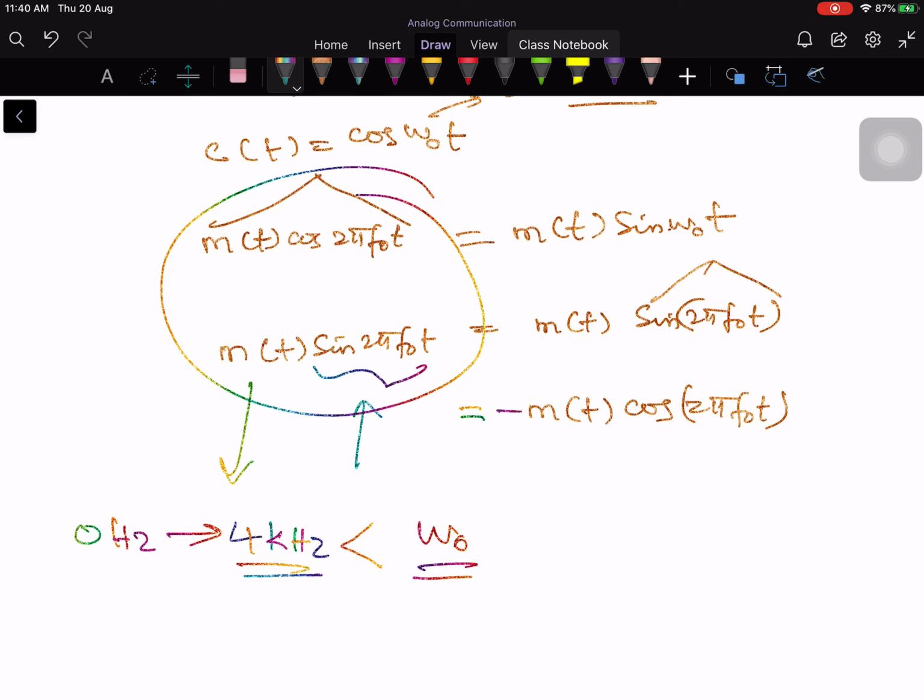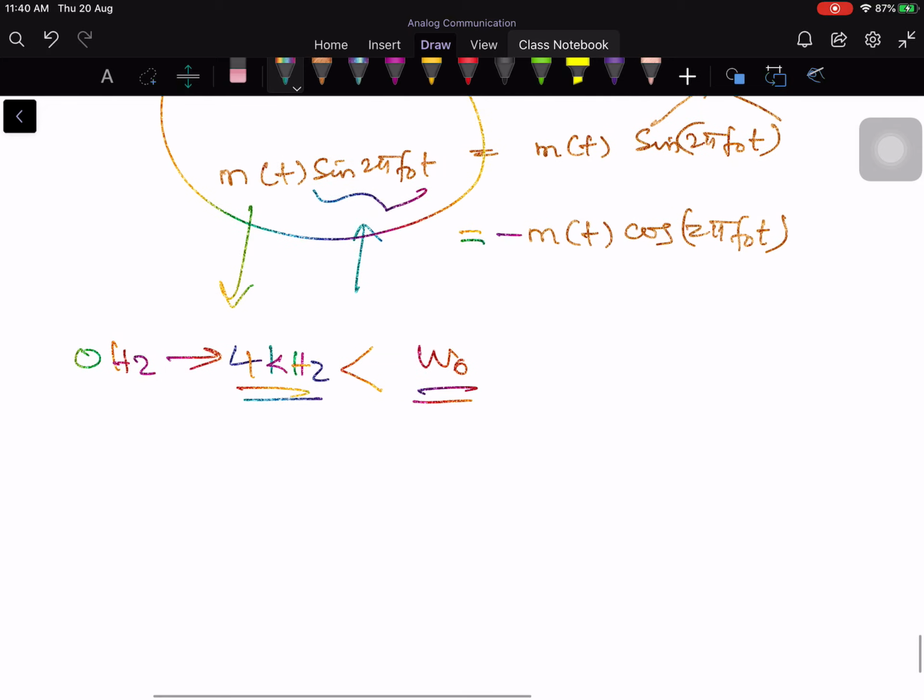So it will become m of t times the Hilbert transform of cos omega naught t. So it will be m of t times sin omega naught t. Similarly, m of t times sin omega naught t becomes minus m of t times cos omega naught t. So this is more or less a reasonably good introduction to Hilbert transform definition and its properties.